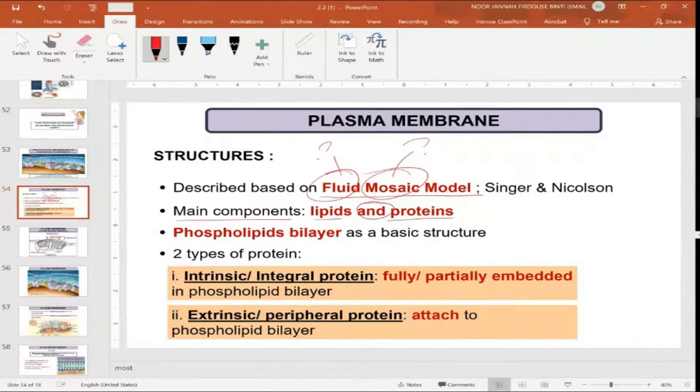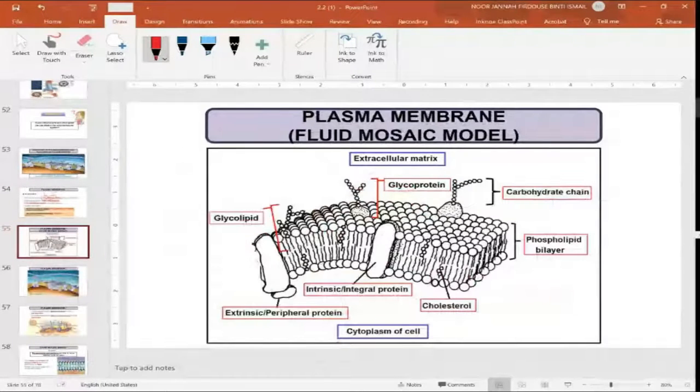The basic structure is the phospholipid. And then proteins are embedded in the phospholipid. The proteins are either fully embedded or partially embedded or just attached to the phospholipid bilayer. Ini struktur common yang kita boleh lukis atau kita jumpa kalau kita tengok gambar rajah. Composed of phospholipid bilayer. Jadi nak lukis phospholipid bilayer mesti ada kepala, kaki. Kepalanya adalah hidrofilik or hidrofobik? Hidrofilik. Okay, the tail is hydrophobic. Alright, good.